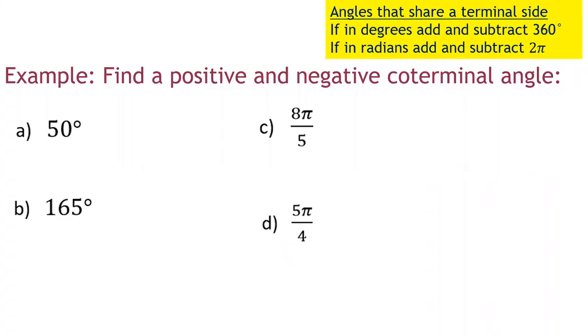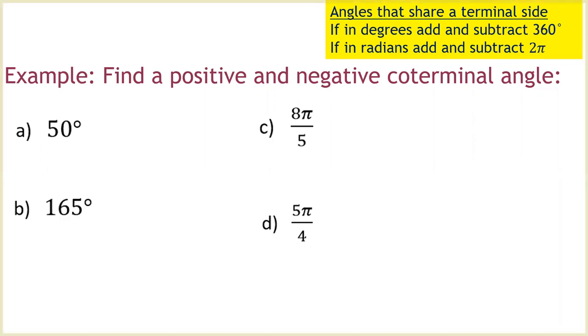Okay, so in order to find an angle that is positive and negative, if the angle is in degrees, we're going to add and subtract 360. So our first two, they're in degrees. We have our degree symbol. So we're going to find a positive angle. I want you to take 50 plus 360. And then you're going to do the same thing and take 50 minus 360 to get your positive and your negative. So go ahead and do that in your calculators.